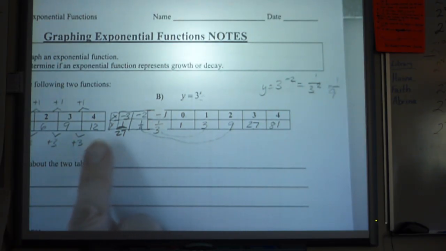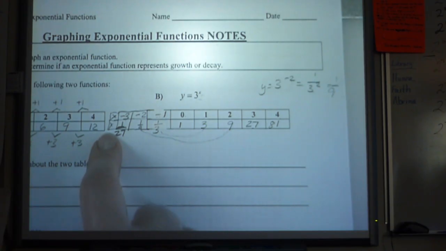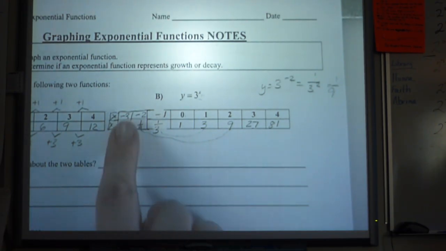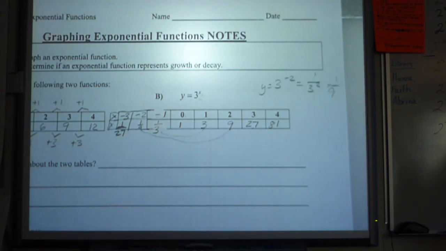Let me ask you a question. You can talk about this with your shoulder partner. As x gets smaller and smaller and smaller, what is happening to y? Okay, y is getting what, boys and girls? Smaller. Smaller and smaller and smaller, because each time we're dividing it by what? 3. We're dividing it by 3.